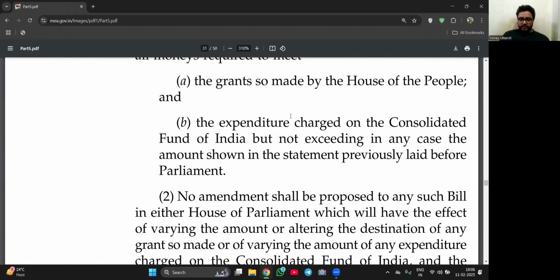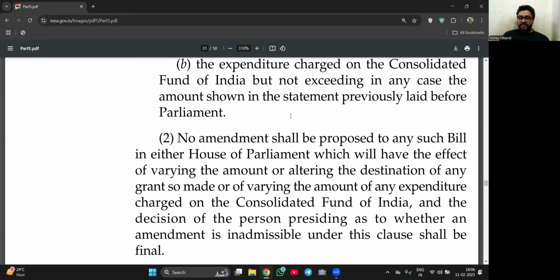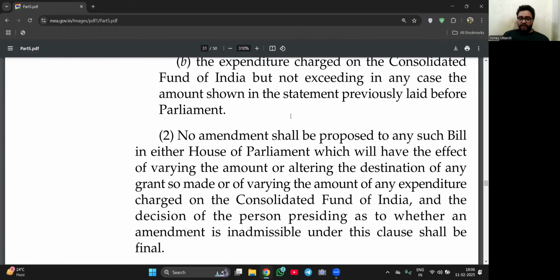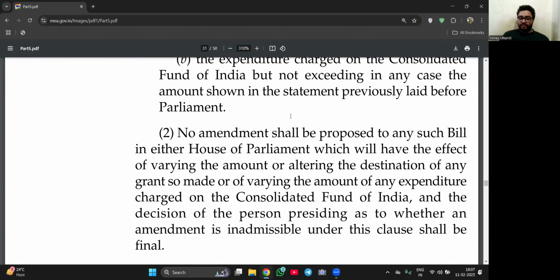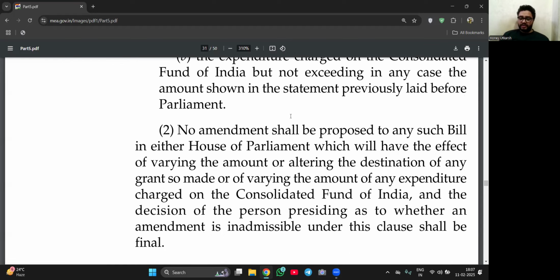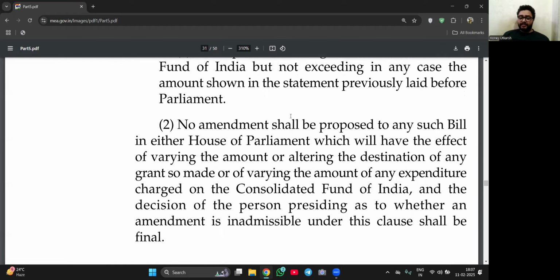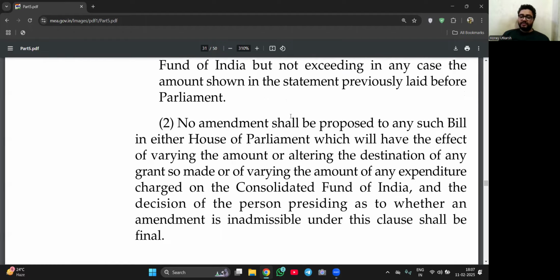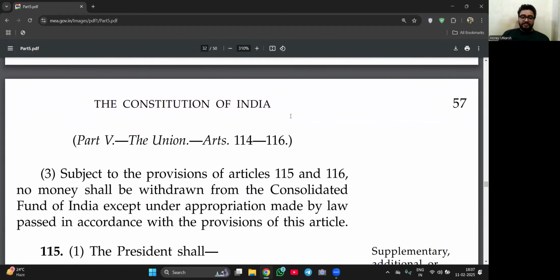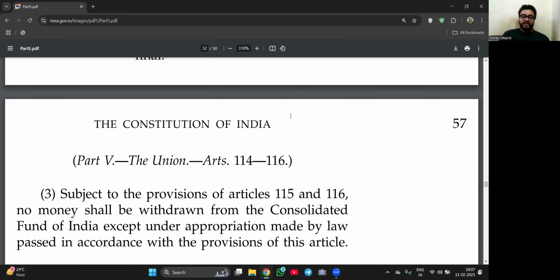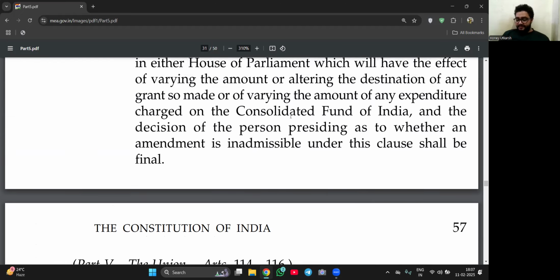Clause 2. No amendment shall be proposed to any such bill in either House of Parliament which will have the effect of varying the amount or altering the destination of any grant so made or of varying the amount of any expenditure charged on the Consolidated Fund of India, and the decision of the person presiding as to whether an amendment is inadmissible under this clause shall be final. Clause 3. Subject to the provisions of Article 115 and 116, no money shall be withdrawn from the Consolidated Fund of India except under appropriation made by law, passed in accordance with the provisions of this article.